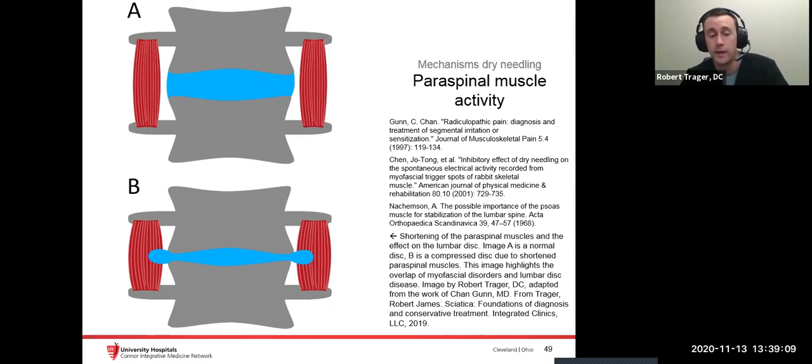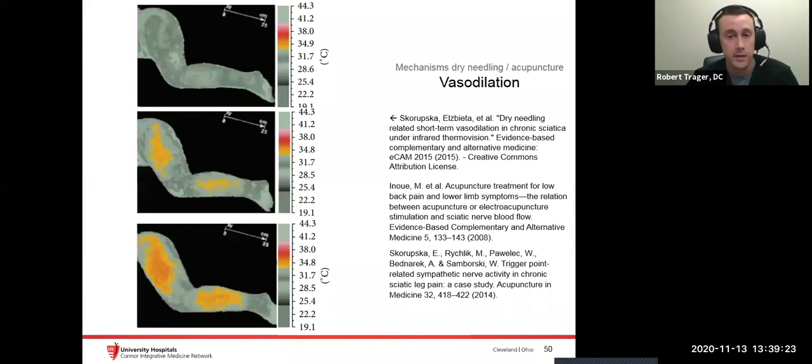And this is one of the explanations as to how dry needling works, where if you are able to put the needle in a muscle, it can relax and go from this to this, and then reduce the compression on the disc.